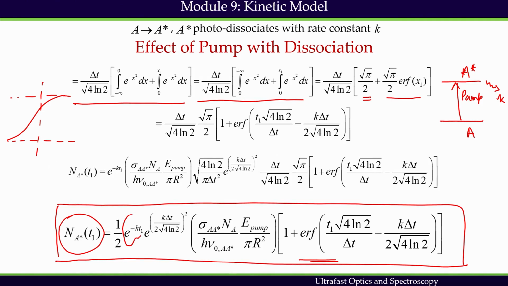but at the same time we have an additional factor e to the power minus k t1. All the other terms are constants, so they will not contribute to the overall shape of the build up signal of Na star, but the shape will be controlled by the error function and this exponential decay function.